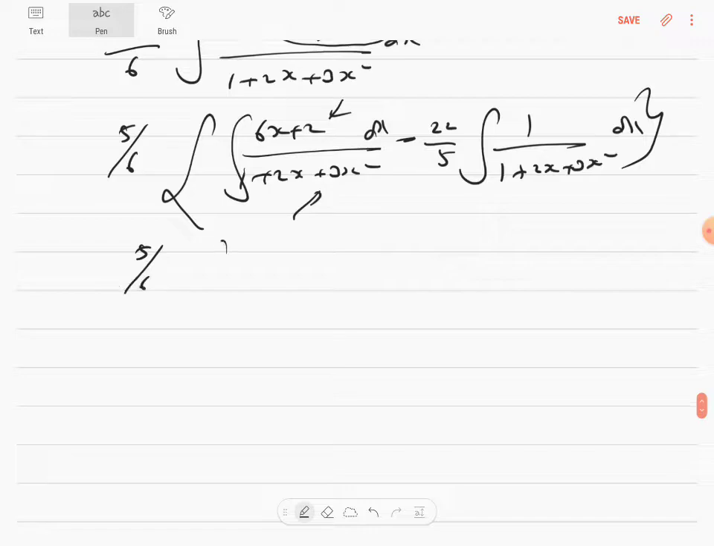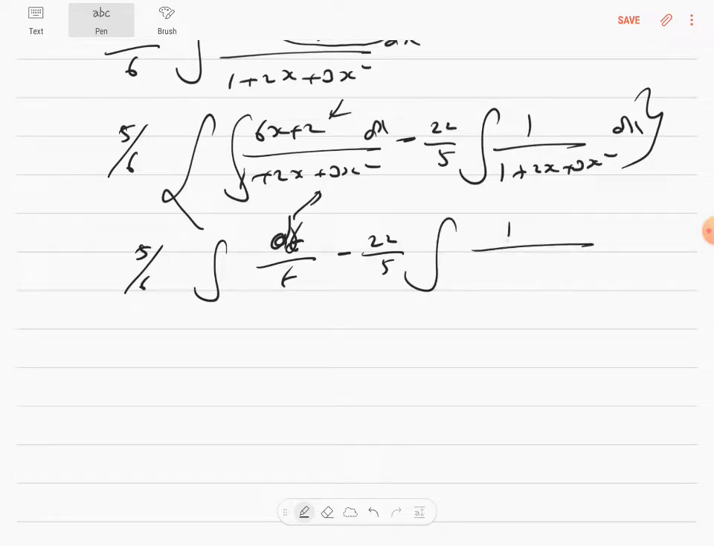It's 5 by 6 in integration of dt by t, minus 22 by 5 into integration of 1 by 3x square plus 2x plus 1, wherein I will think of doing completion of square. But for completion of square, when I write root 3 and all, it gets very complicated, root 3x the whole square. So what I would prefer doing is taking this 3 out.